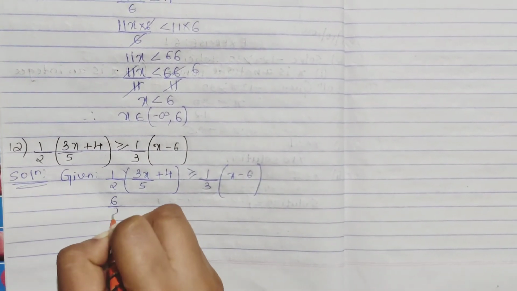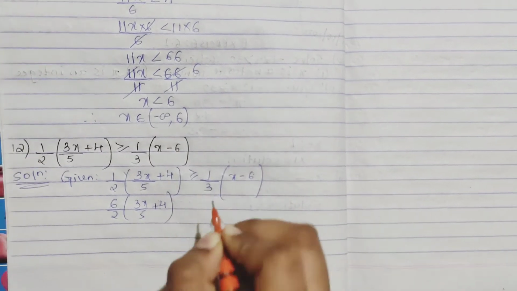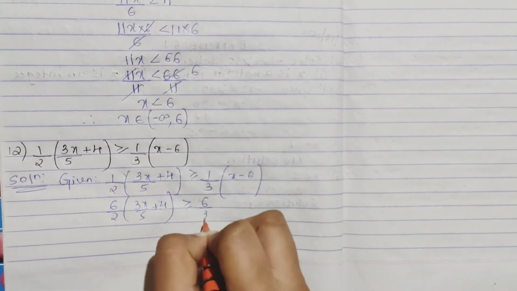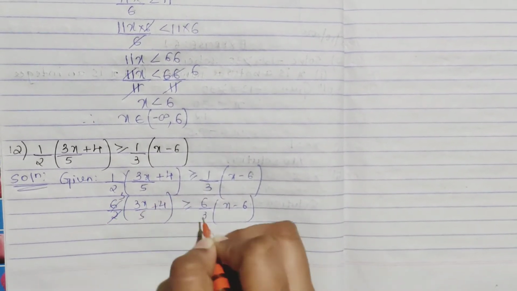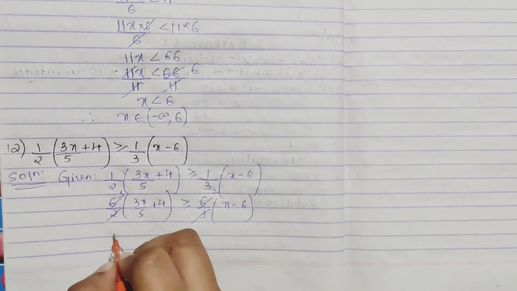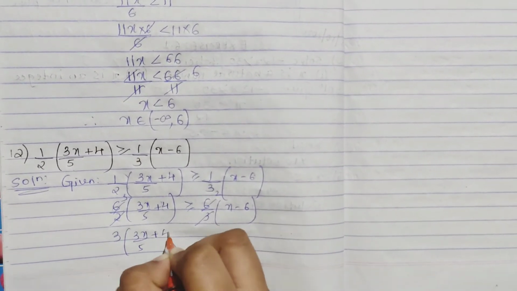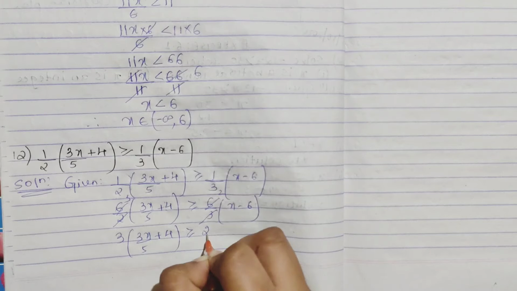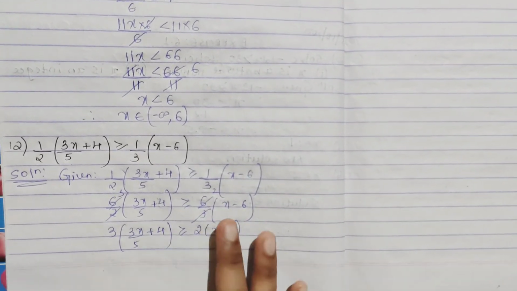So if I multiply by 6 here, 6 by 2 is 3 and 6 by 3 is 2. So how do I get it? 3 into (3x by 5 plus 4) greater than or equal to 2 into (x minus 6), right? I am free of that fraction.